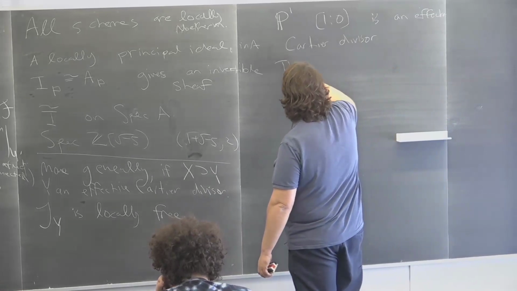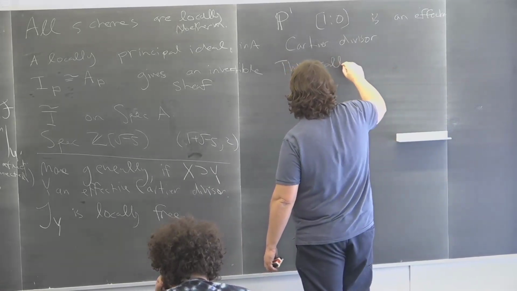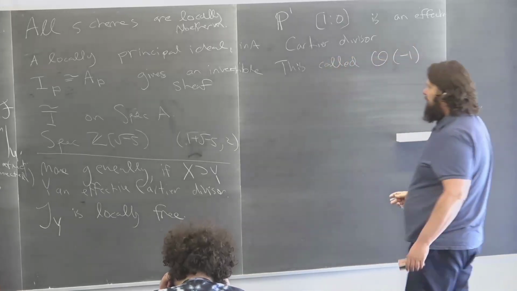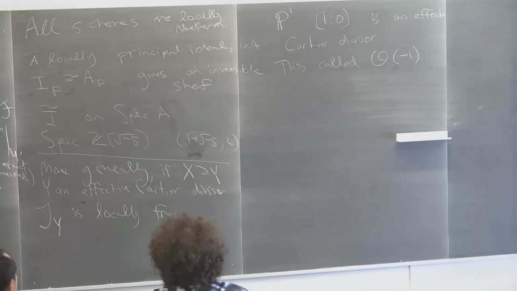So this is called O of -1. So this is a non-trivial line bundle on P1.